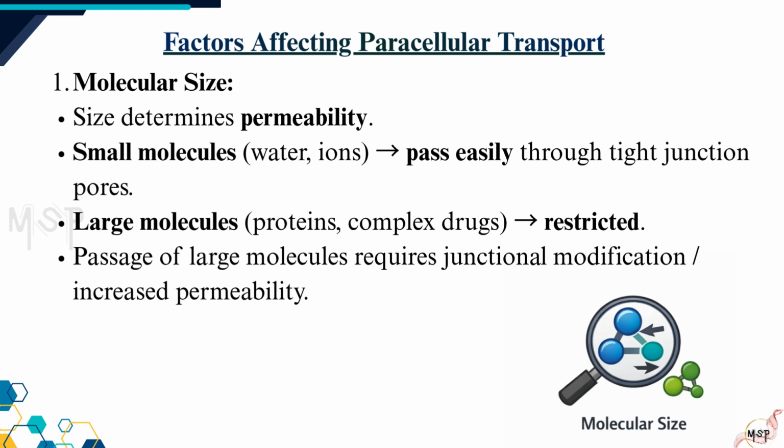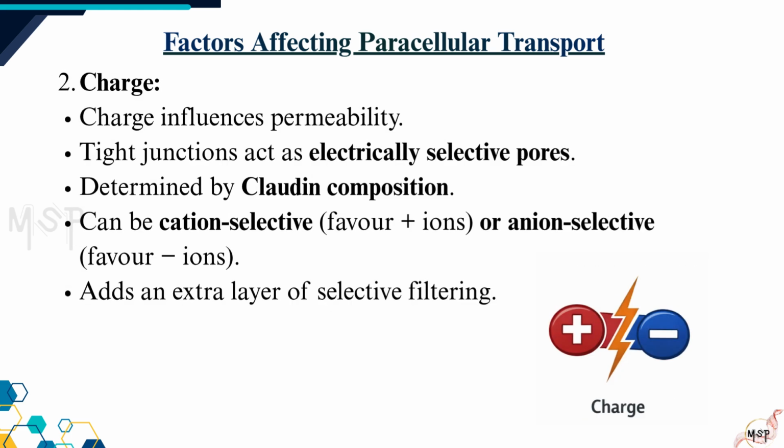We've seen how the gates are built and powered, but what actually determines the volume of traffic? It comes down to a few critical factors, starting with molecular size. In the paracellular world, size is everything. Smaller molecules, such as water and simple ions, can easily slip through tight junction pores. Larger molecules, such as proteins or complex drugs, find the path nearly impassable unless the junctions are specifically modified to allow them through. Next is charge.